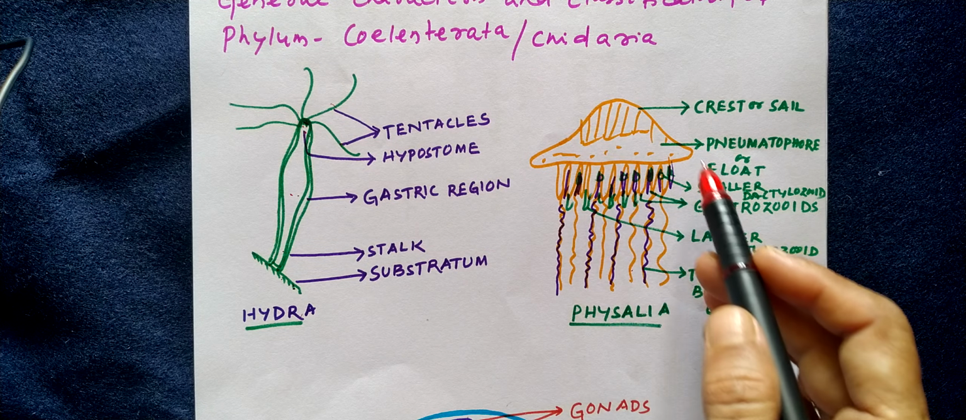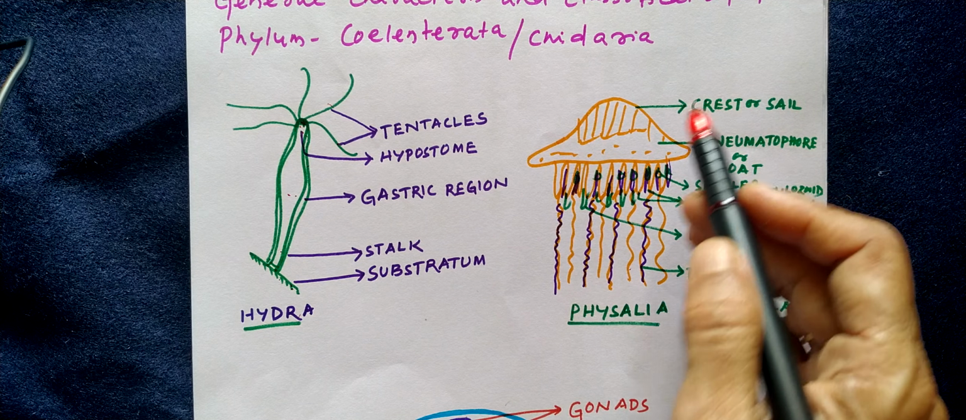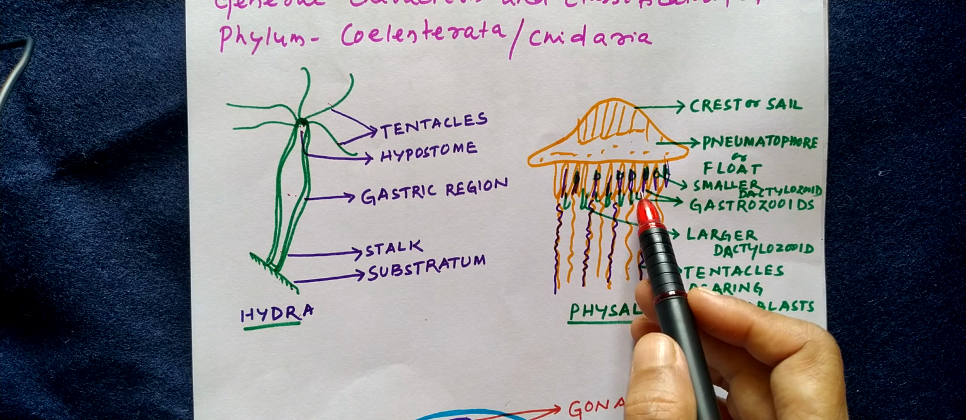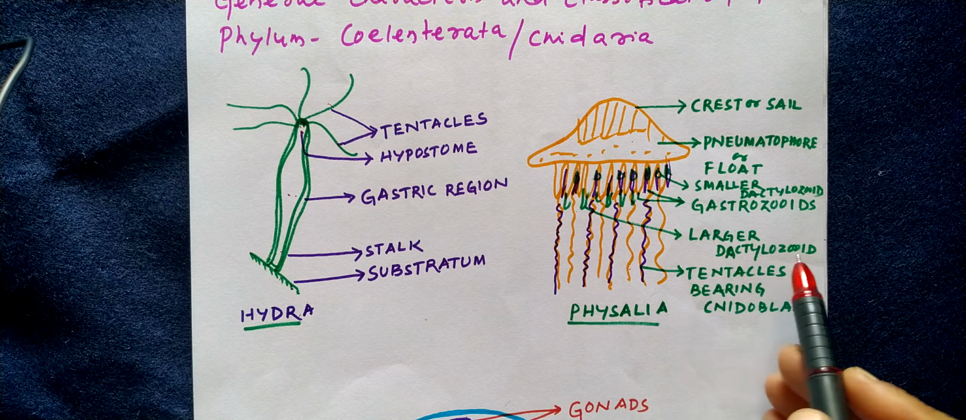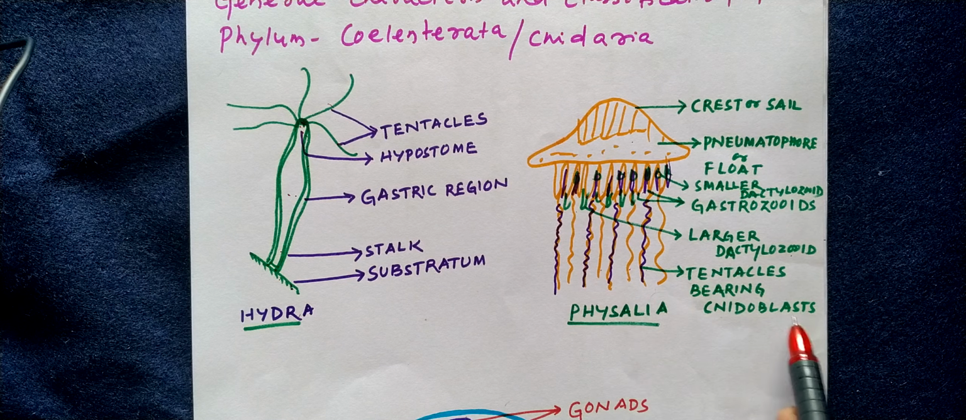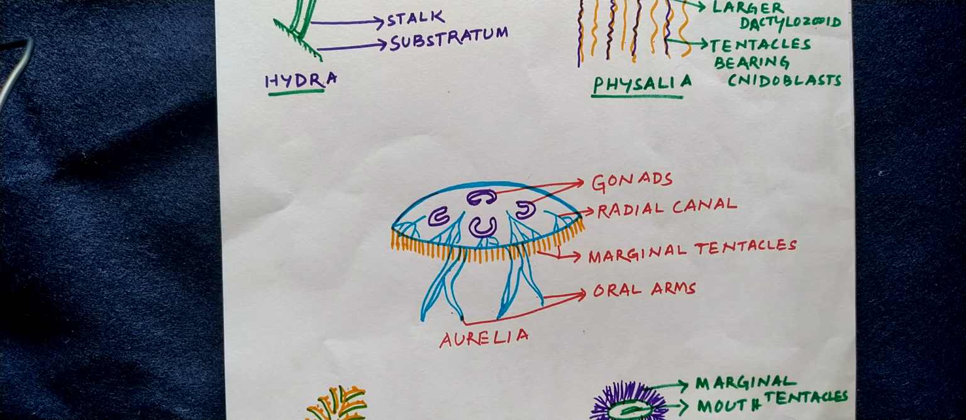And this is another example, Physalia. Here the form is something distinct from that of the Hydra. It has a crest or shell. This is known as the pneumatophore. These are gastrozooids. These are large dactylozooids. These are tentacles bearing cnidoblasts. And this is another example, number 3, Aurelia.